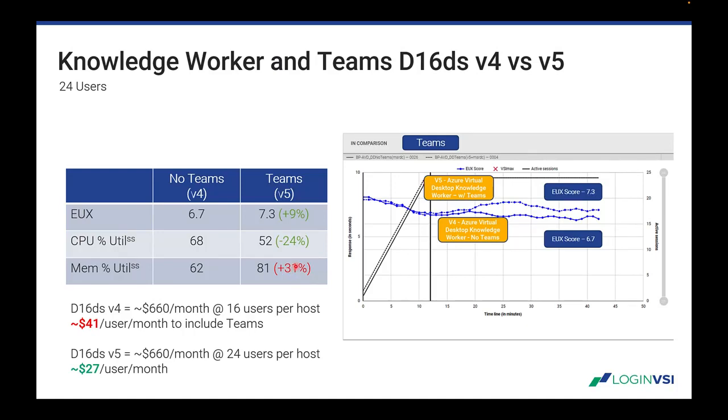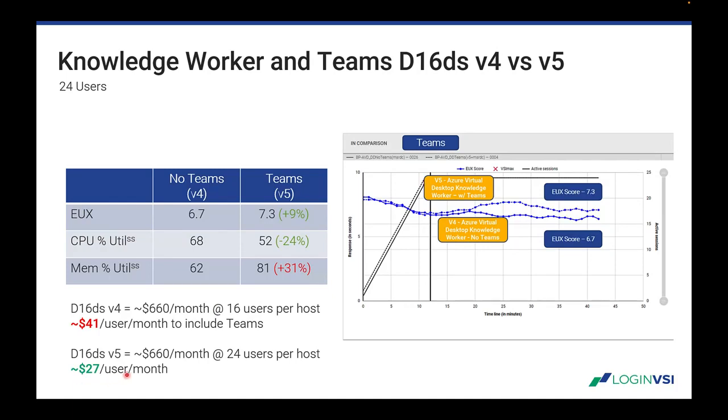So that's understood. Now let's take a quick peek at cost, because when I pulled the numbers for these two instance types, they both came out to be about the same price per month, which is good news, right? I know that on that v4 instance, if I were to add Teams, I would have to go from 24 to about 16 users. That would make my dollar per user per month to include Teams about $41 per user per month. Take the same cost for a v5 and you're running 24 users on that host with Teams at an even better user experience, and you're looking at $27 per user per month, right?